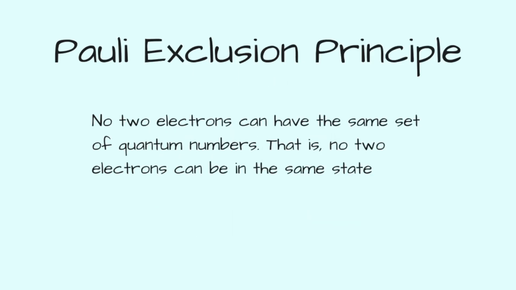The Pauli Exclusion Principle, named after Austrian physicist Wolfgang Pauli in 1925, is used for determining the state of a system or atom. It states that no two electrons can have the same set of quantum numbers. That is, no two electrons can be in the same state.